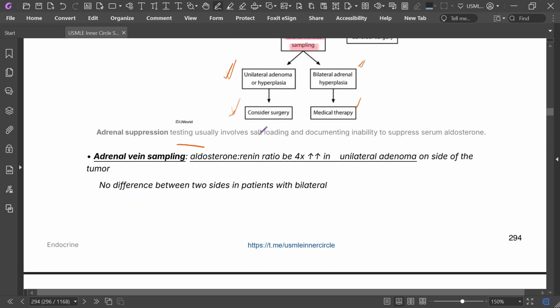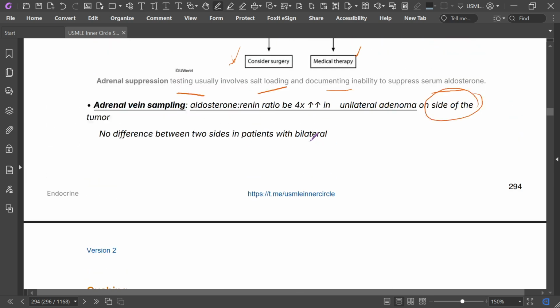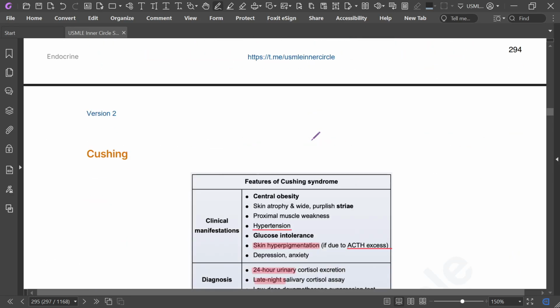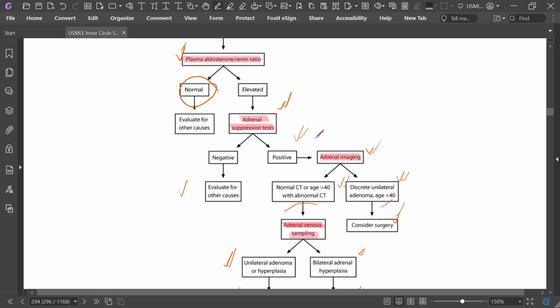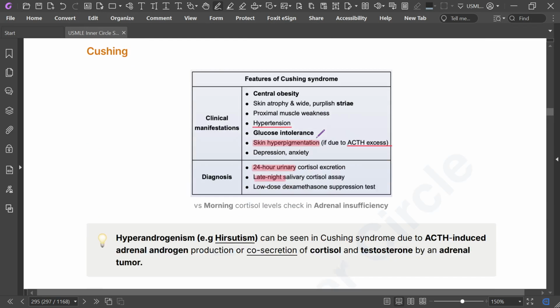Adrenal suppression testing usually involves salt loading and documenting inability to suppress serum aldosterone. In adrenal vein sampling, the aldosterone to renin ratio is 4 times higher on the side of the tumor in unilateral adenoma. There is no difference between the two sides in patients with bilateral disease. So that's all about hypertension and hypokalemia. This is the way you can diagnose a patient with hypertension with hypokalemia.